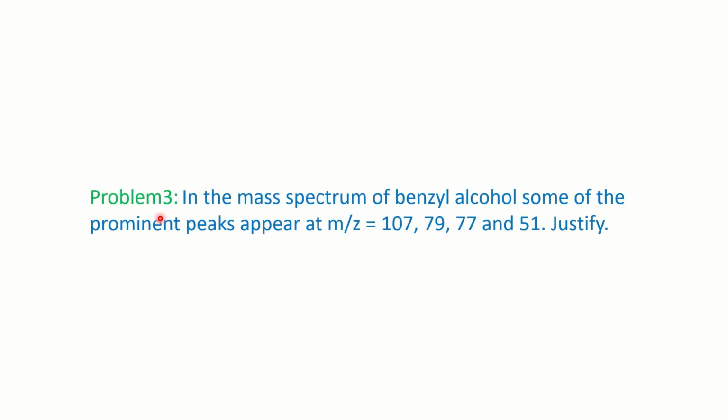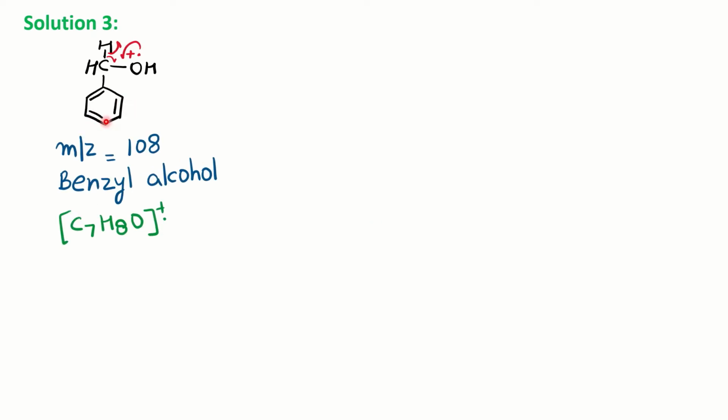So our problem is, in the mass spectrum of benzyl alcohol, some of the prominent peaks appear at 107, 79, 77 and 51. So we need to justify the structure of all these peaks. Fine. Benzyl alcohol. Benzyl group is C6H5CH2. This is called the benzylic group.